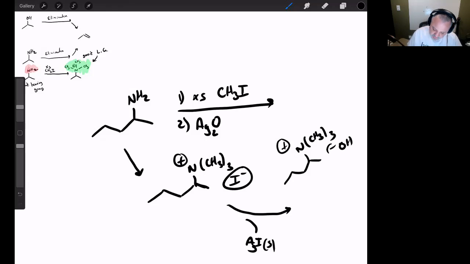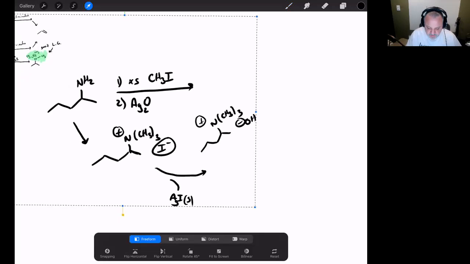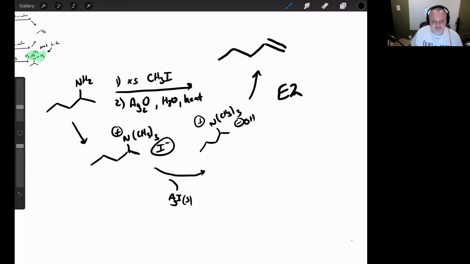And the hydroxide can go along and act as a base and do a regular E2 elimination reaction. And this is the product that we get. So this is E2. But what else do we notice here? That this is not the Zaitsev product. This is the Hofmann product.